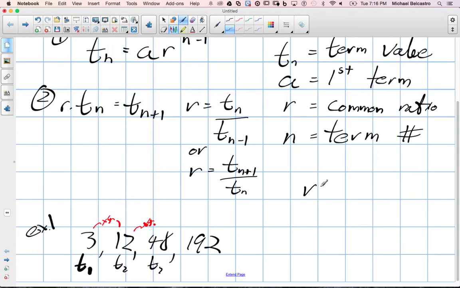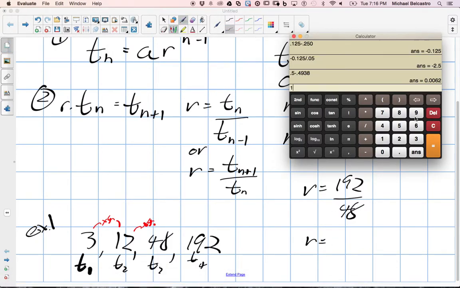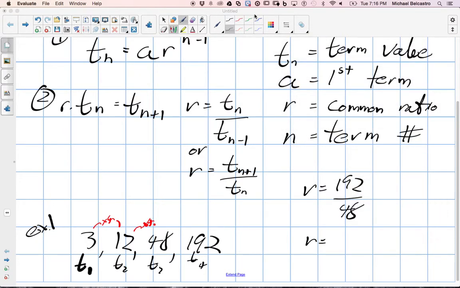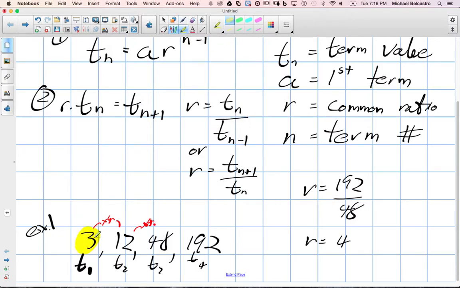According to this formula, r is equal to a term divided by the term before it, or the term after it divided by that. So we started with this one, our T4. We took T4 and divide by the term before it, so 192 divided by 48. That gives us a common ratio. It should be 4, but we'll prove it using the almighty calculator. It ends up as 4. So great, we know our common ratio is 4. Because they gave us the sequence, we know our a value is the very first term, so that's going to be our a value when we build our formula.